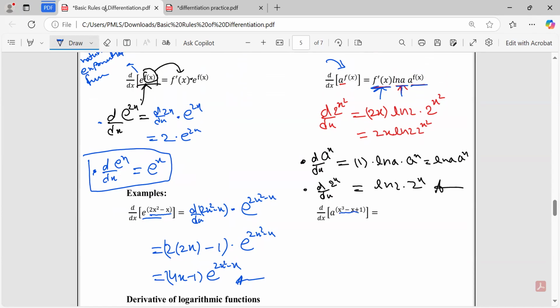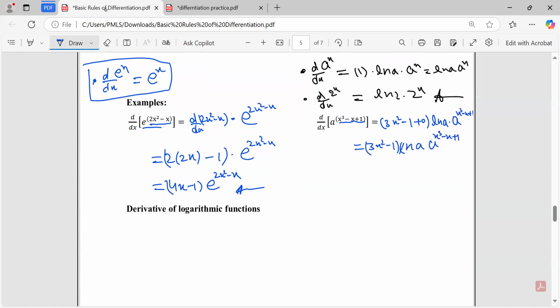So the derivative of x cube minus x plus 1 will be equal to 3x square, the derivative of x is minus 1, and the derivative of the constant will be 0. Then ln of a times the function as it is, a raised to power x cube minus x plus 1. So the final answer will be 3x square minus 1 times ln of a raised to power x cube minus x plus 1. This is how we will find the derivative of an exponential function.